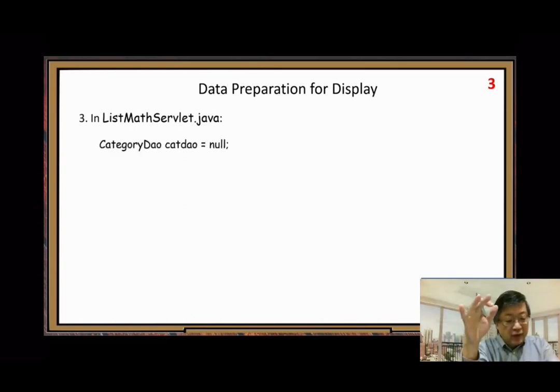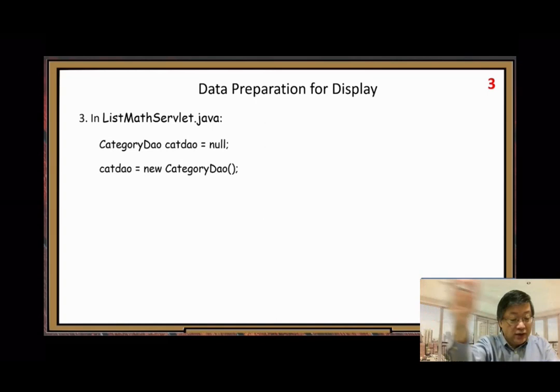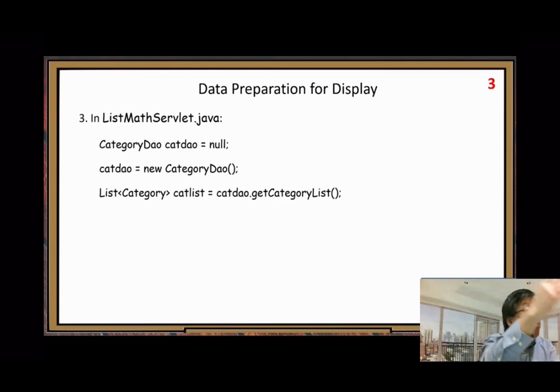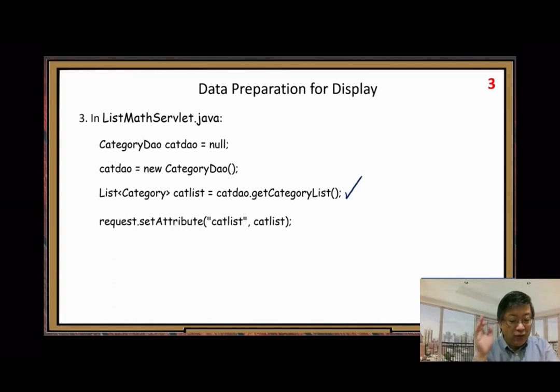So we need to create this category DAO object first. Then we construct this object in some appropriate location. You know the appropriate location. Then at some place, we retrieve the category list. Then we write it in request scope under the attribute name cat list, with that data.